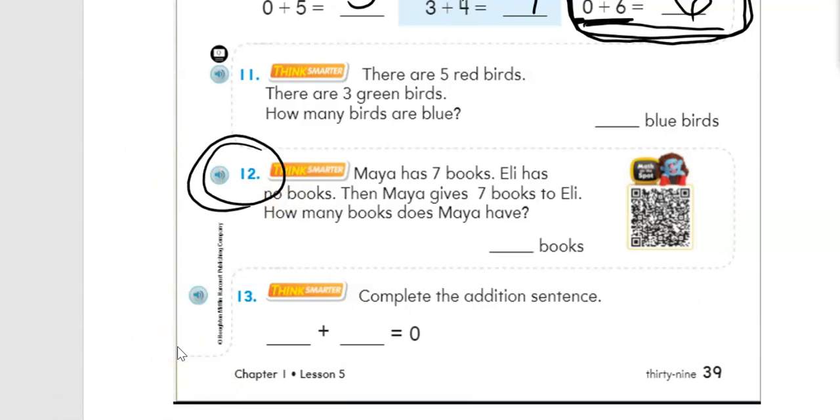This time it says Maya has 7 books. Eli has no books. Then Maya gives 7 books to Eli. How many books does Maya have? Let's put it right here. So here's Maya. Here's Eli. Can you guys do this in your book with me?